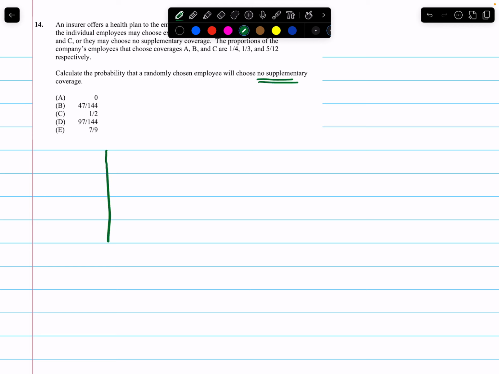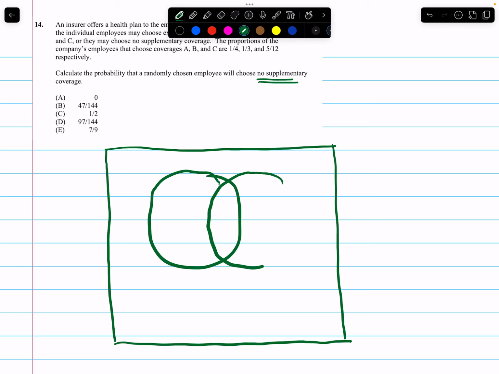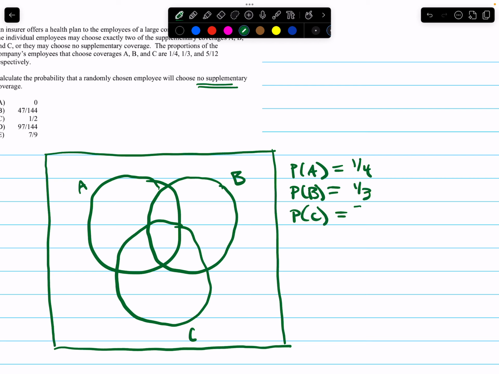All right, let's organize this information because there's a lot of it. I have 3 events here, so I'm going to create a Venn diagram. Sometimes charts are what I want, sometimes trees, and sometimes Venn diagrams. So this will represent A, that'll represent B. Now that 1/4, 1/3, and 5/12 tells us the entirety of each of those circles, right? So the circle of A is 1/4, the entire circle of B is 1/3, and the entire circle of C is 5/12.